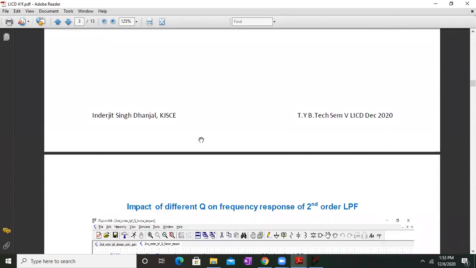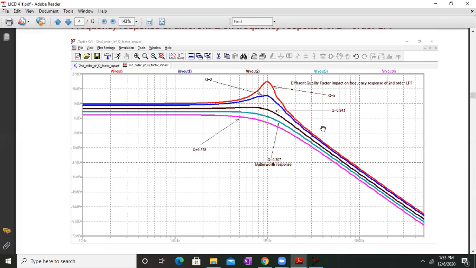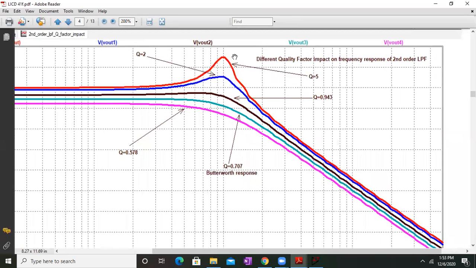So we have seen the impact of the quality factor. Here the red one is for quality factor 5. Here we have a quality factor of 0.943, and a quality factor of 2, which results in overshoot. Here we have a quality factor for the Butterworth filter as 0.707, and here I think the Chebyshev filter, the quality factor is 0.578. Let me check if it is a Chebyshev filter.